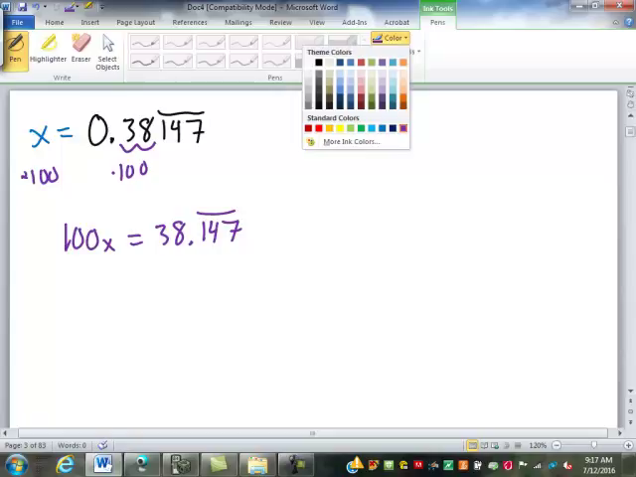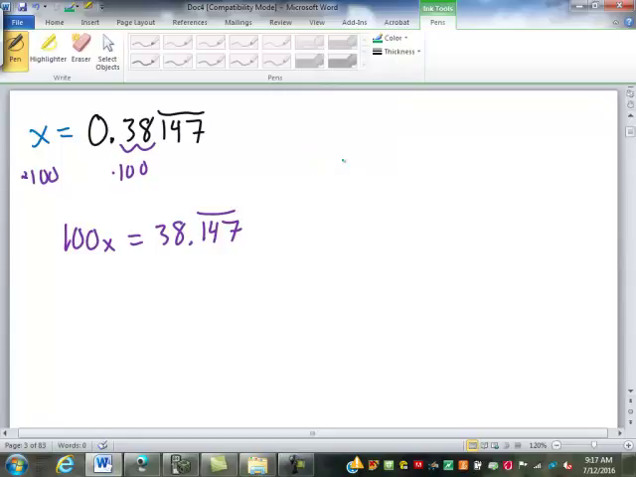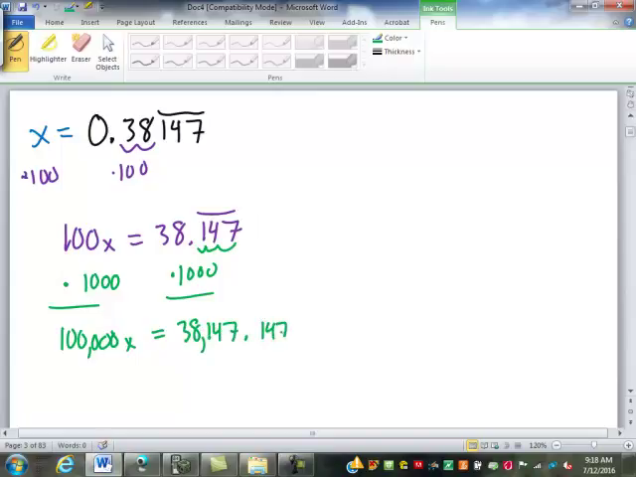That's all that's after the decimal point. Now my second question, how many digits repeat? 3. So that means I have to multiply by 1,000 for 3 digits. You got it. So now 100x times 1,000 is 100,000x. Here the 1,000 moves the decimal point over 3 spots. This is 38,147.147 repeating. Because that 0.147 just keeps going. I can move the decimal point over as far as I want to, and it's still going to be going back there repeating.